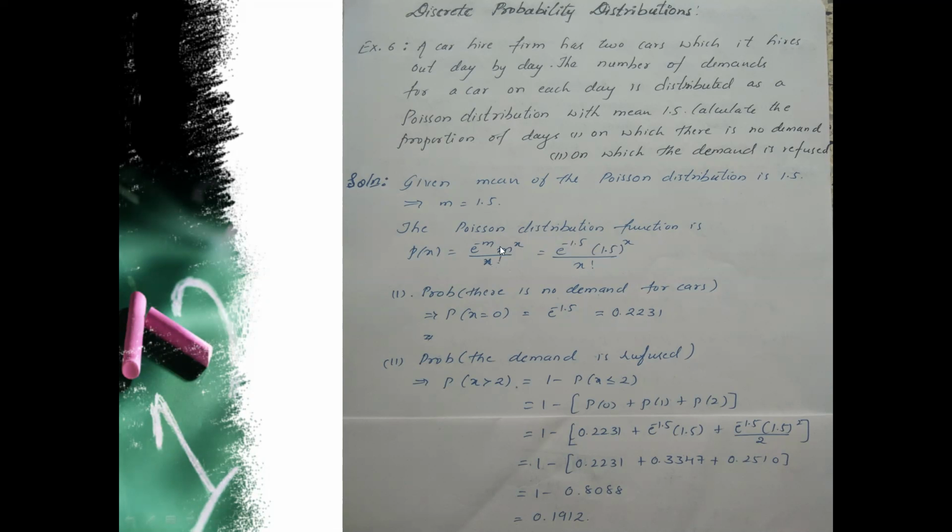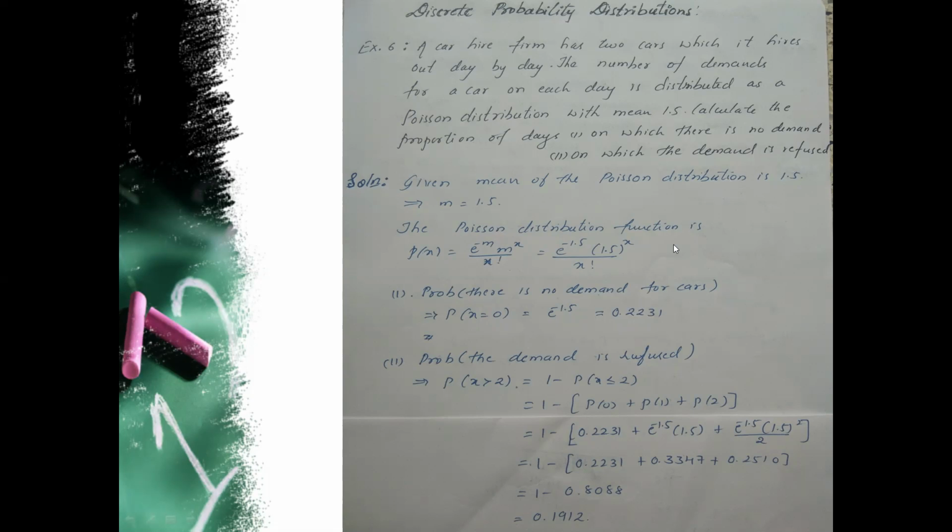Now the questions asked are, what is the probability that there is no demand for a car? There is no demand means probability that x is equal to 0. So put x equal to 0, we get e power minus 1.5, that is 0.2231. So the probability that there is no demand for a car on a day is 0.2231.